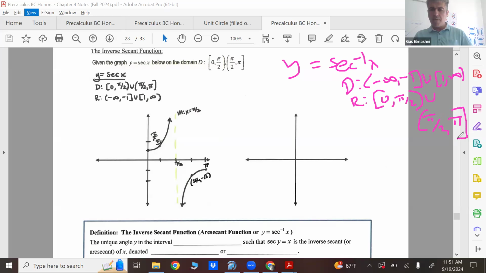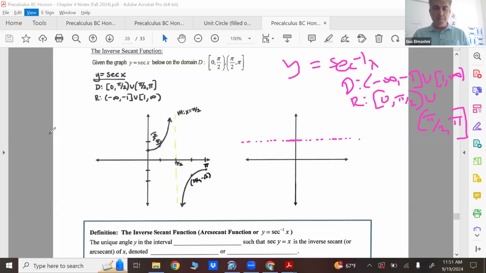Is the domain, the second parenthesis, for the domain of the first one, is that inclusive or exclusive? The pi over 2's? Yeah, exclusive, for both exclusive, because you have the asymptote. So I'm going to have an asymptote here, guys. And everything switches.